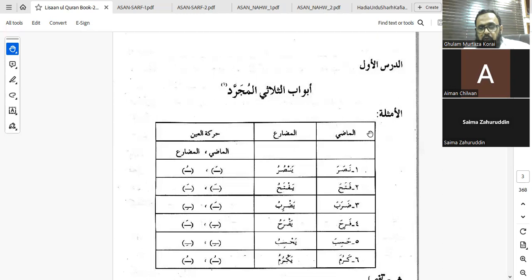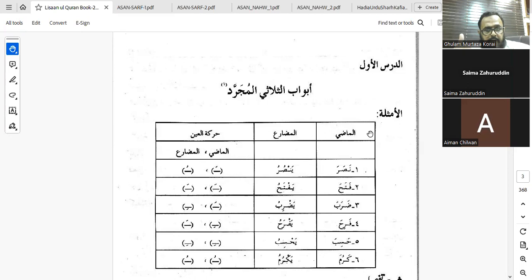So now I'm asking you a question. How many sigas in the fi'l mudari take ya before them? I believe there's four, sir, starting with ya. Okay, four sigas. The first one is wahid mudhakkar ghaib. The second one is muthanna mudhakkar ghaib. The third one is jama mudhakkar ghaib. And the fourth one is jama mu'annath ghaib.